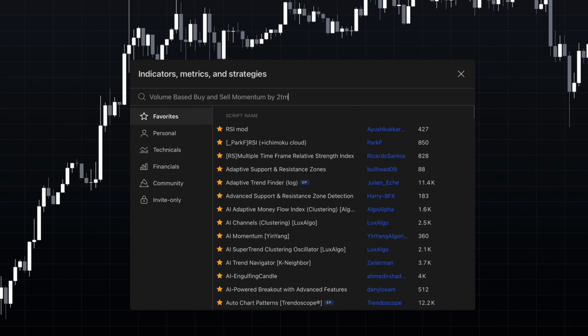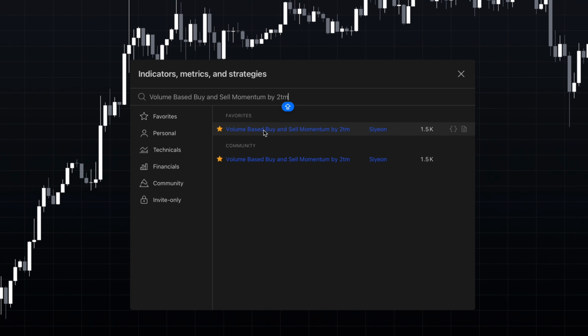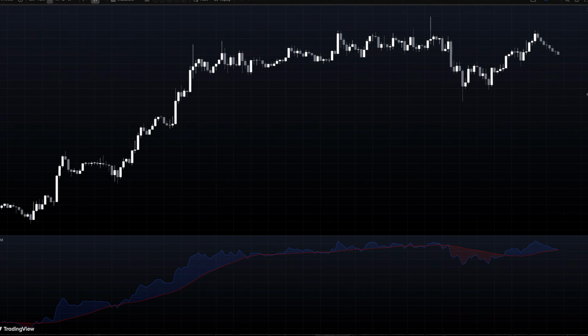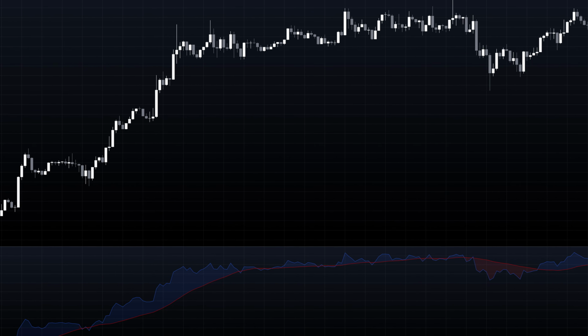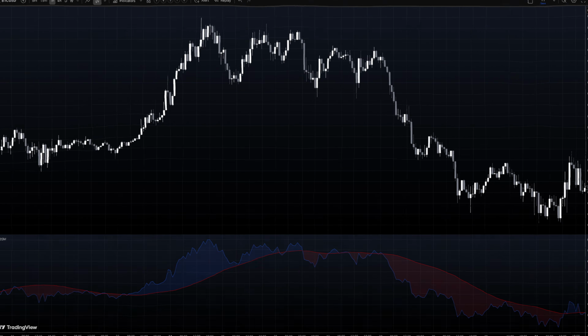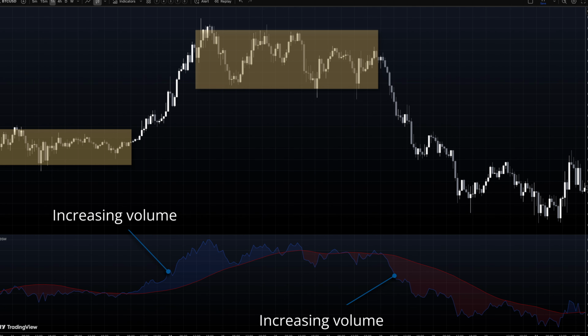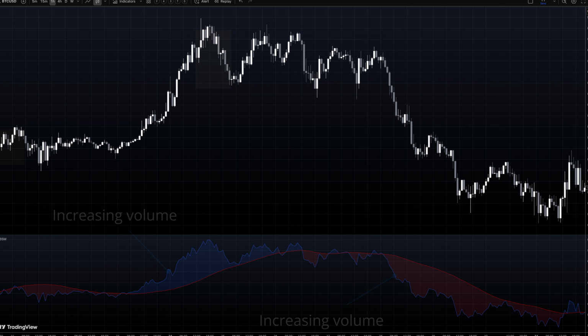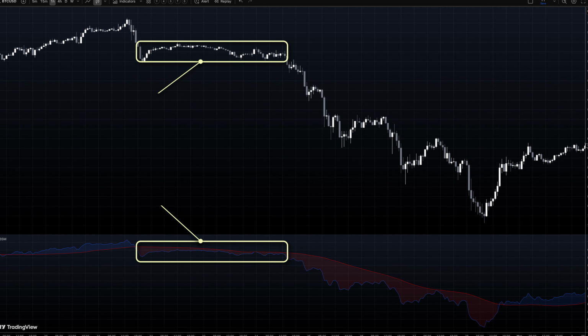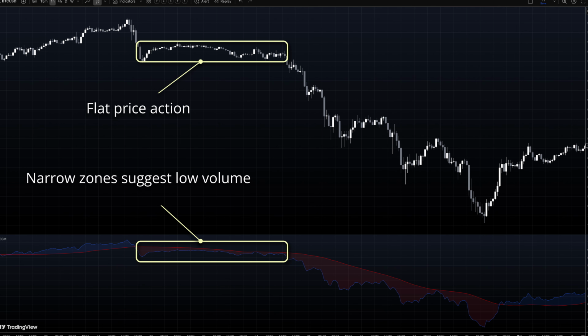Volume-based buy and sell momentum by 2TM, created by Sion. This indicator combines volume analysis with price rate of change to measure buying and selling momentum based on relative volume changes. The indicator separates price movements into two distinct components based on whether they occur on increasing or decreasing volume. The calculation methodology tracks the cumulative rate of change, ROC, of price, but segments this accumulation based on volume behavior.